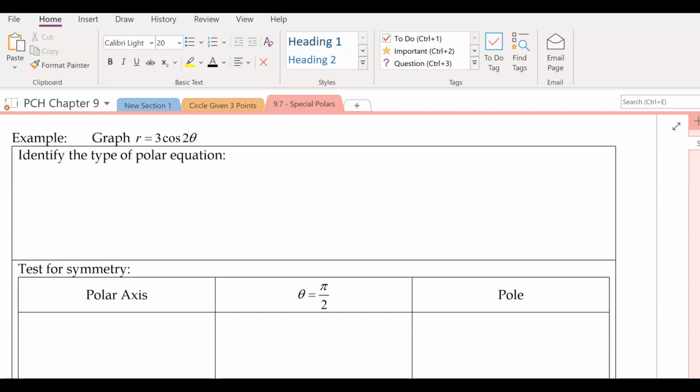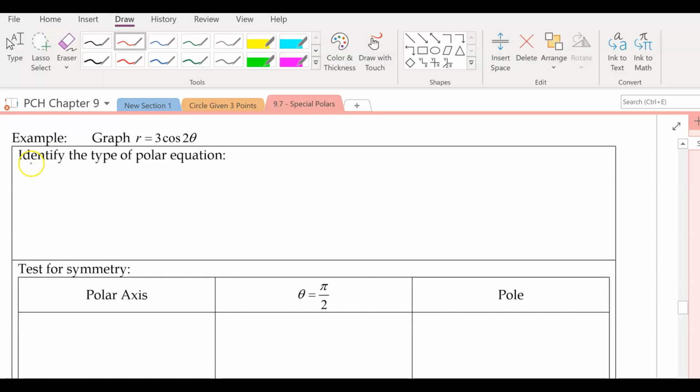This is Mr. Martin. This video continues section 9.7 on graphing polar equations. So let's take a look at another example. Let's look at the graph of r is equal to 3 cosine 2 theta.